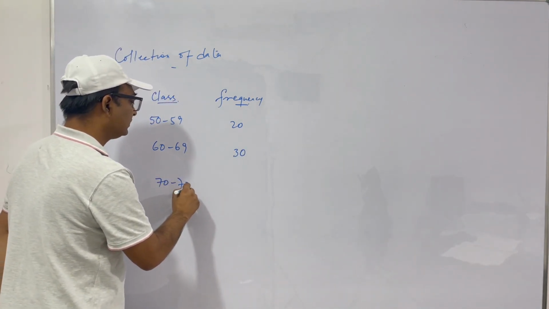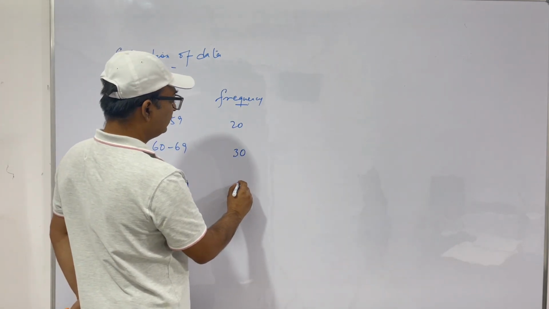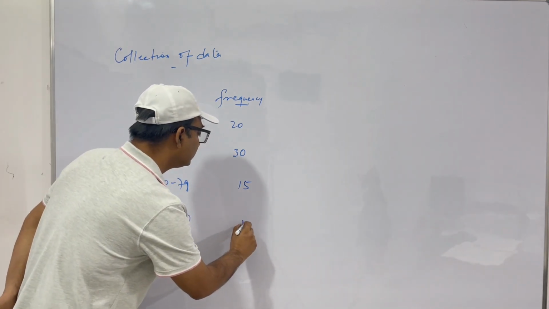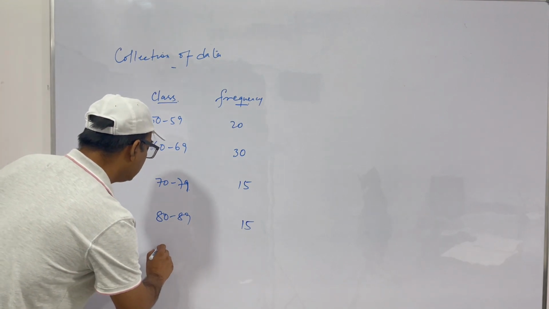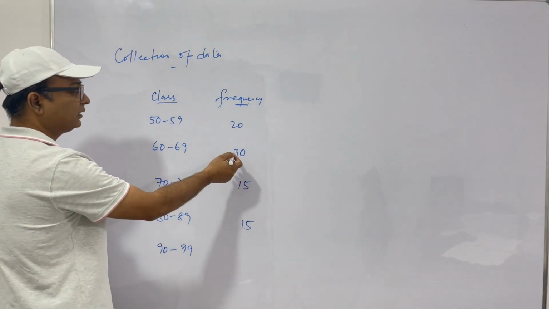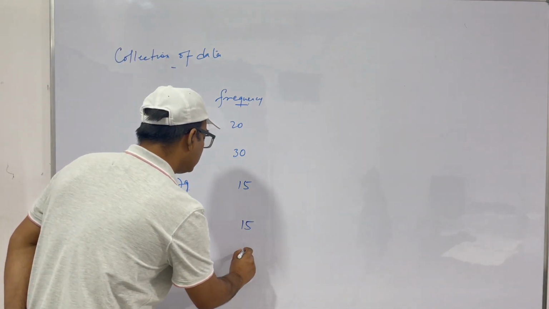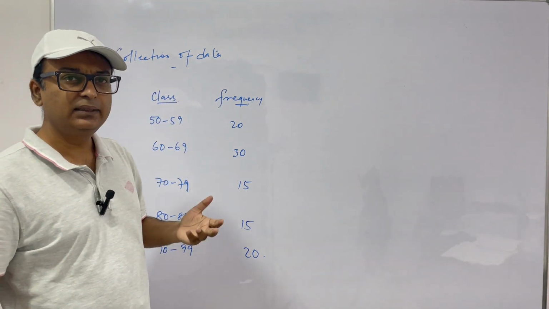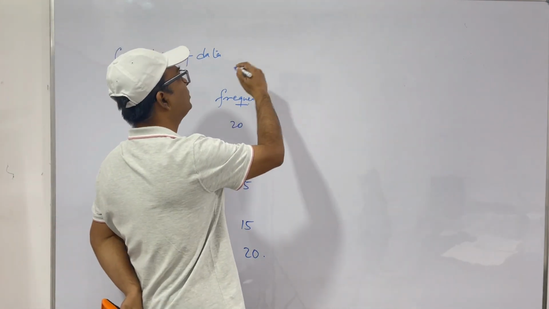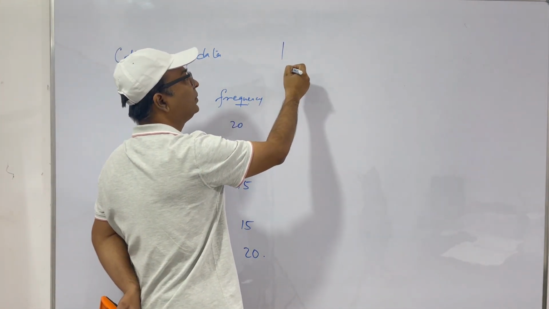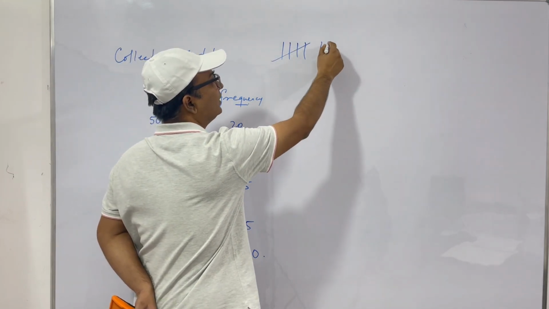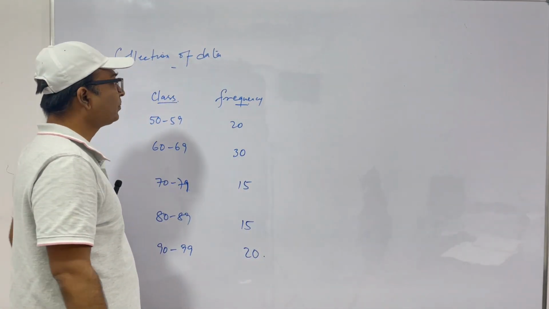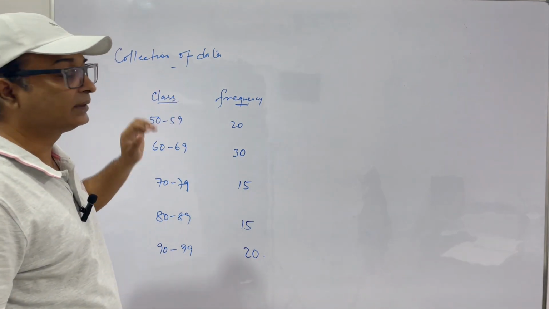Then 70 to 79, 15 students. 80 to 89, let's say again 15. And then 90 to 99. So 20, 30 is 50, 15 is 65, 15 is 80. We have 100 students, so this will be 20. So 20 students have scored between 90 and 99. We use tally. First student, if someone has scored between 50 and 59, we place a line, then 2, 3, 4, and then cut for 5, then again 1, 2. So these are very basic things everyone knows. By this we write the frequency. This is tabulation of the data.